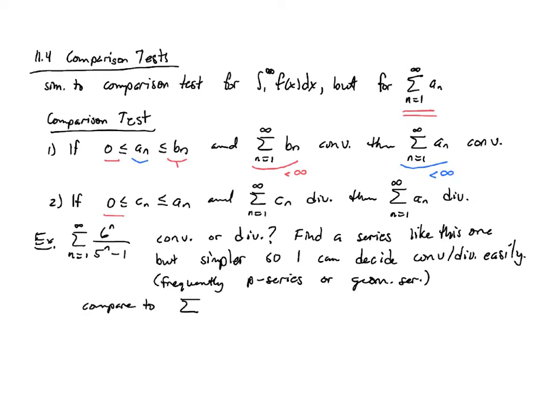the summation n equals 1 to infinity of 6 to the n over 5 to the n. And if we rewrite this, this is the summation n equals 1 to infinity of 6 over 5 to the n. And this is a geometric series with r equals 6/5, which is strictly greater than 1, so we know that it diverges.